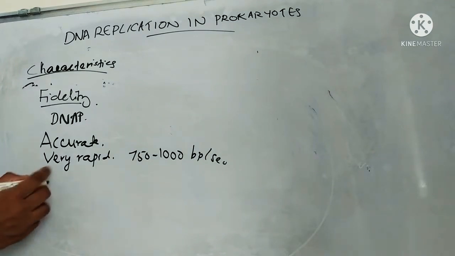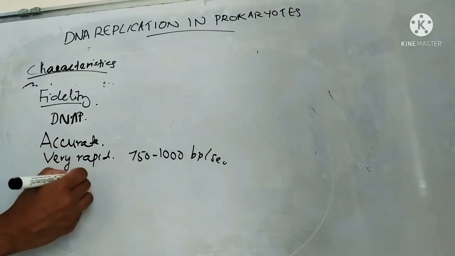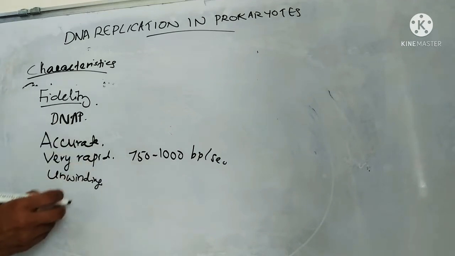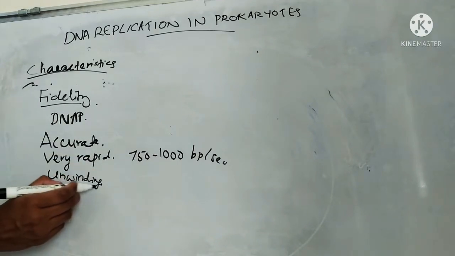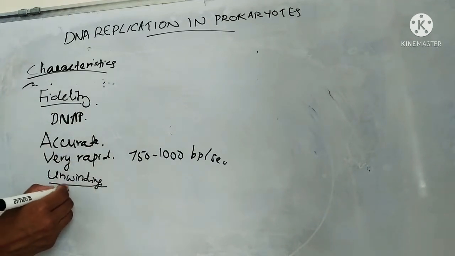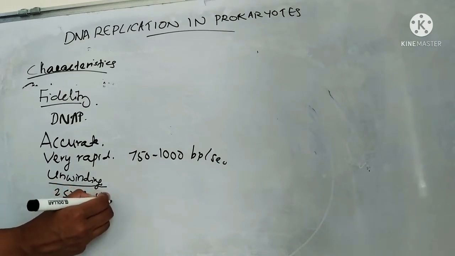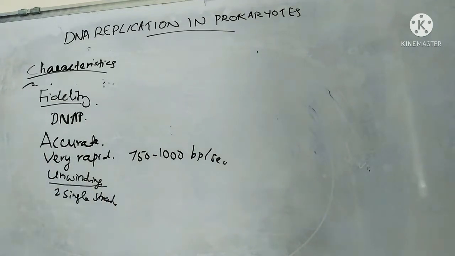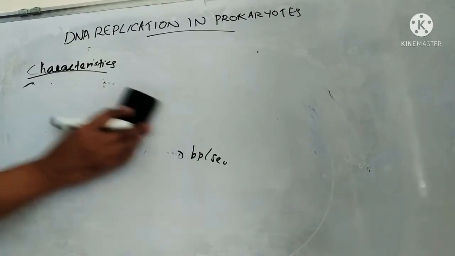Then DNA replication begins with the unwinding of two anti-parallel complementary strands, and it results in the formation of two single strands. So these are the salient features of replication: semi-conservative, bidirectional, semi-discontinuous, high fidelity, accurate, very rapid, and beginning with unwinding of the two anti-parallel strands.